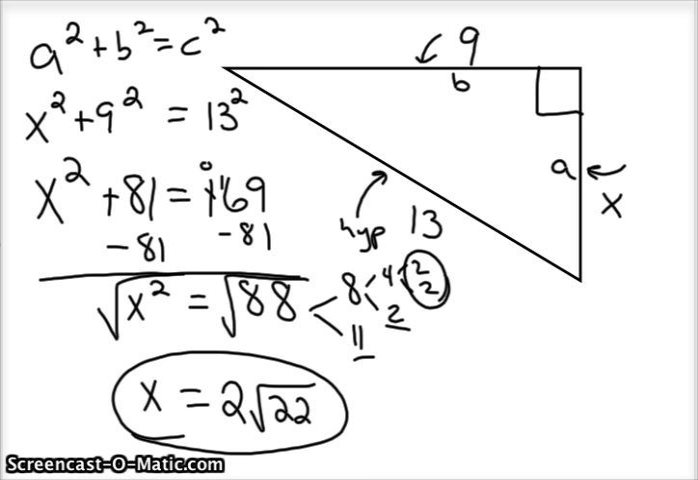You know, and if 2 root 22 obviously doesn't make a lot of sense to you as a number, get your calculator out and do 2 times root 22. You're going to get just a little bit more than 9 because the square root of 81 is 9, and so the square root of 88 is bigger. So it's going to be 9 point something irrational.